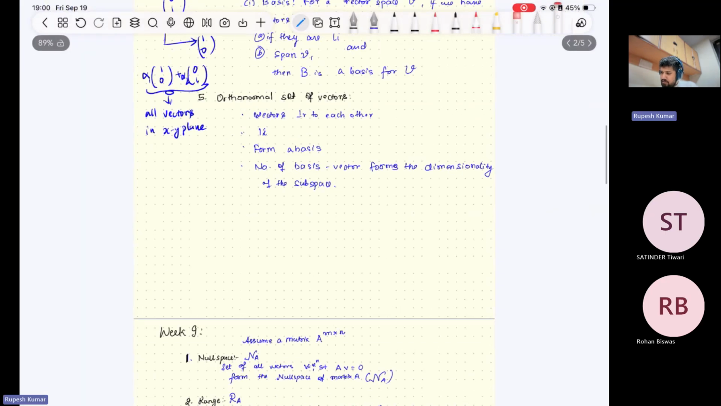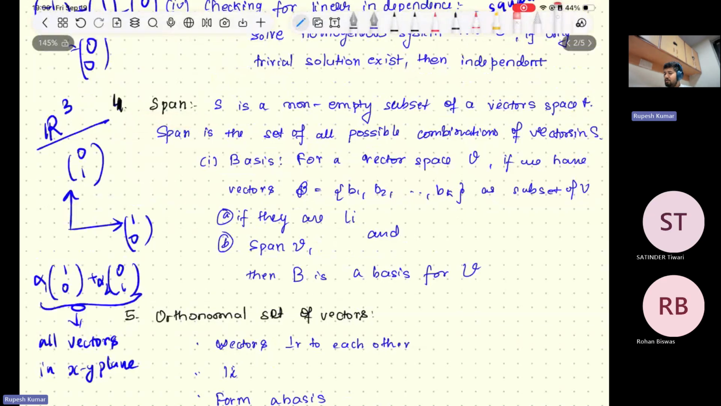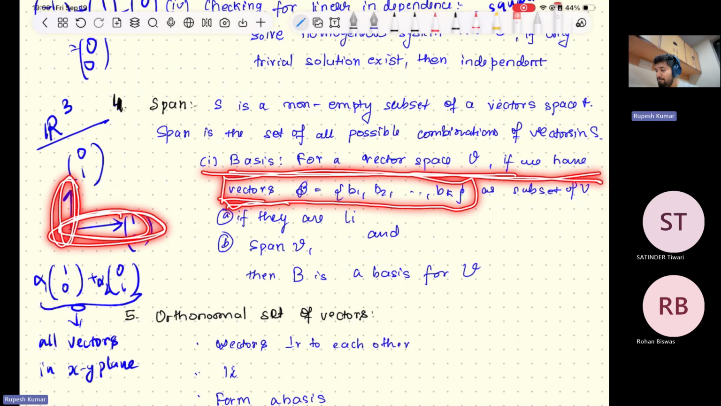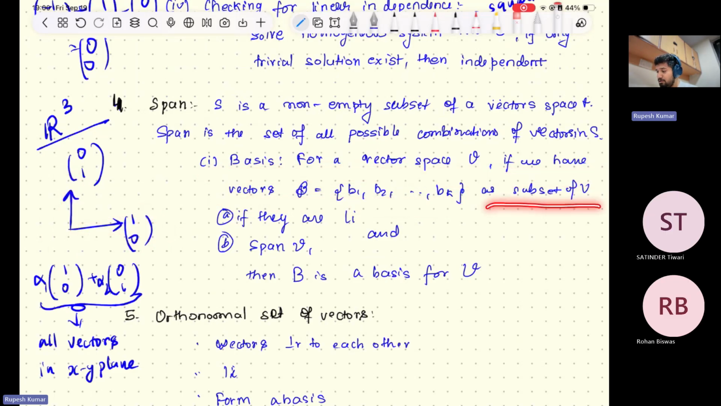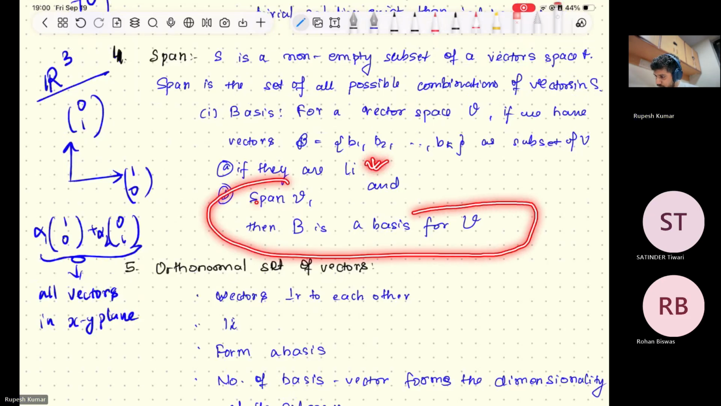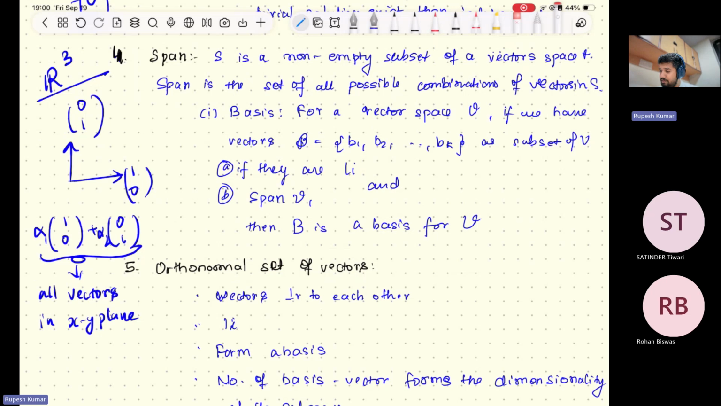So let's proceed. This was all about span. Then the next thing is what is the basis. Now, if you know the span, then the vectors used for forming that span can be a basis. Let's say we have a vector space V, and we define a set of vectors B1 up to Bk as a subset of V. If they are linearly independent and their span is essentially V, then B is a basis for V.